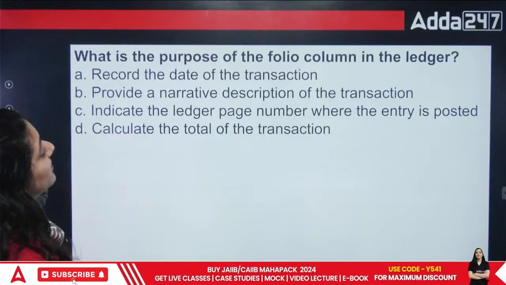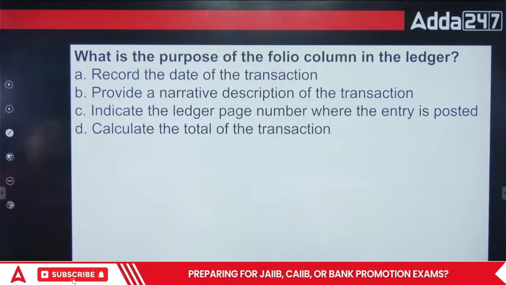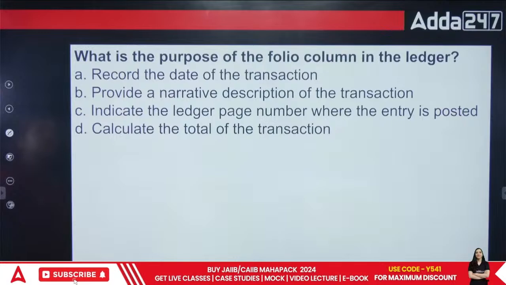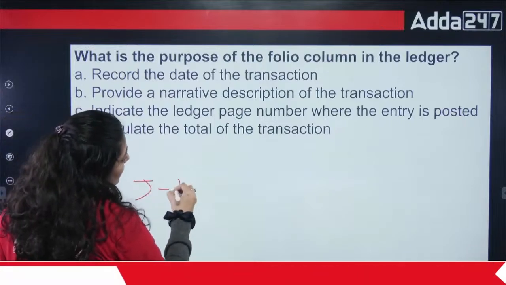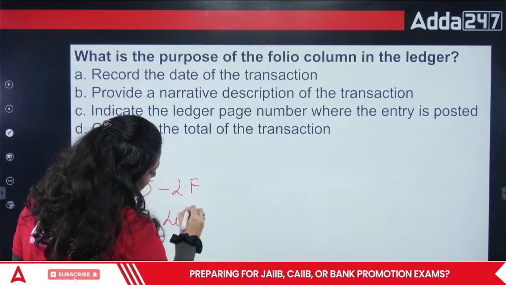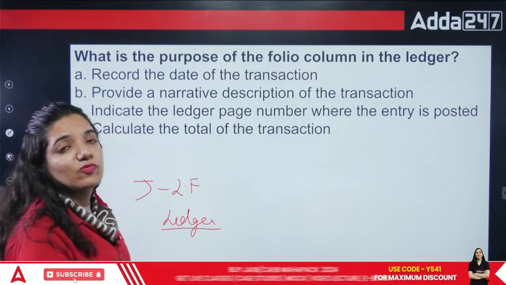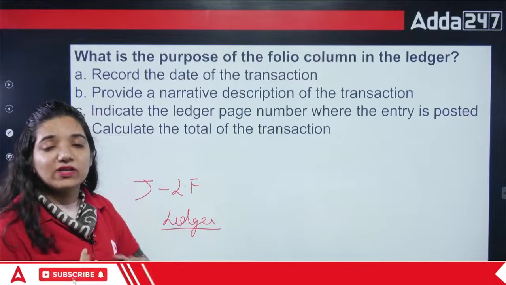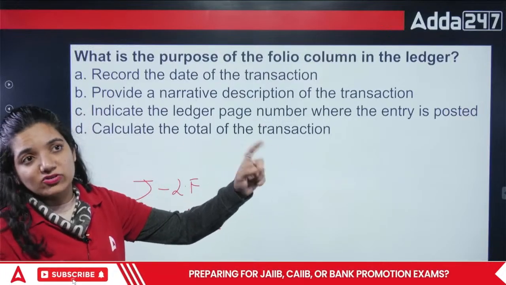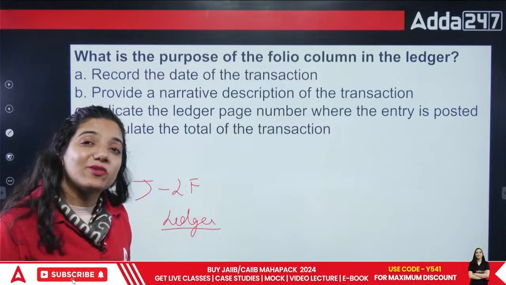Then, what is the purpose of the folio column in the ledger? If we talk about the folio column in the ledger, they also have a folio. When you talk about journal, it refers to the ledger. See, everything goes from a journal towards a ledger. So the point which is there in the ledger will talk about which particular journal it belongs to.